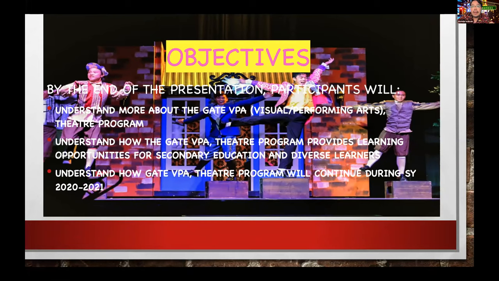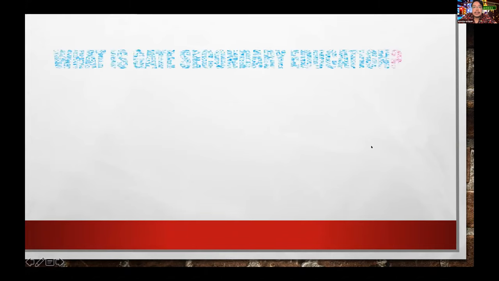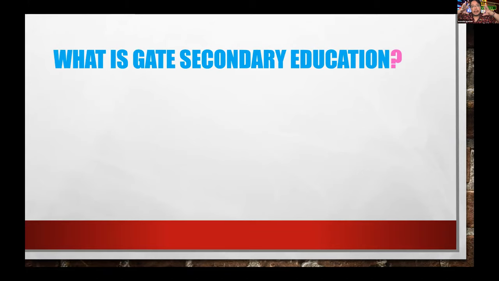Let me go ahead and clarify what VPA means. It is visual performing arts. It covers painting and drawing. It covers dance, band, music, and of course, theater. And theater is probably the most complicated out of all of the different GATE VPA departments, because we encompass all of the arts put together in one, including literary arts.